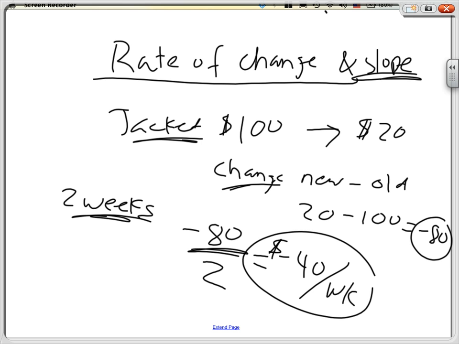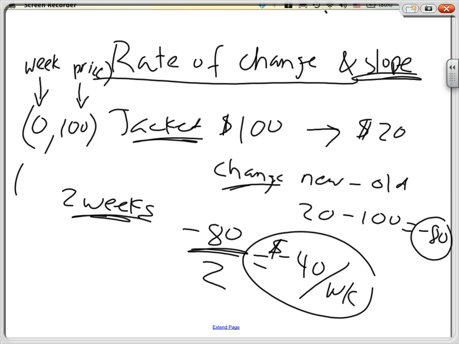So how do I take this information right here and put it into a graph? Well, let's think about this. Notice I'm setting up for you: I set this X to be the week, and I set the Y to be the price. Tell me, at 0 week, what is the price of your jacket? How much? $100. Okay, after 2 weeks, what is the price of the jacket now? $20. The price of the jacket now.